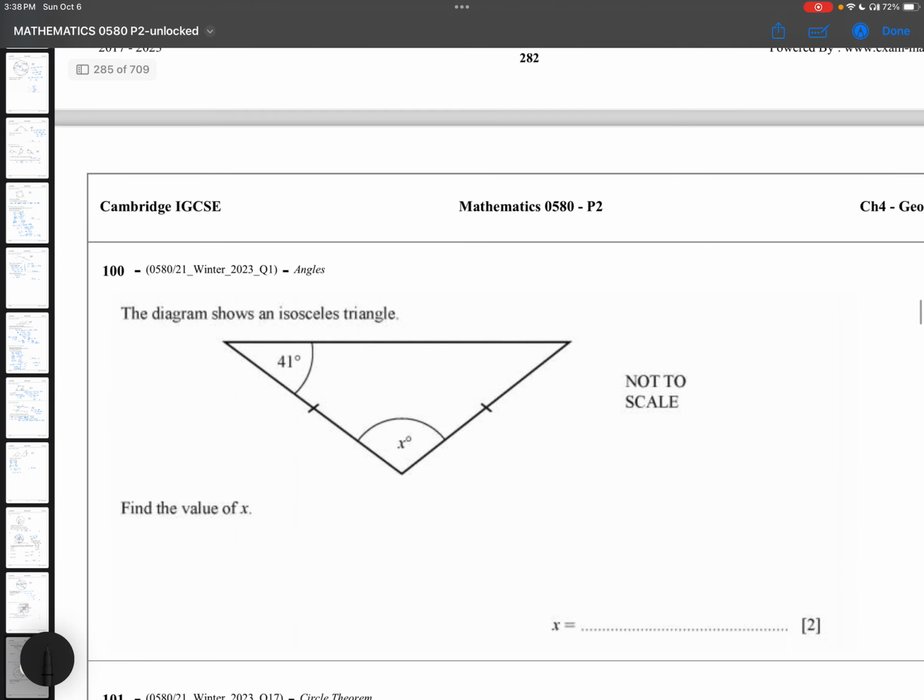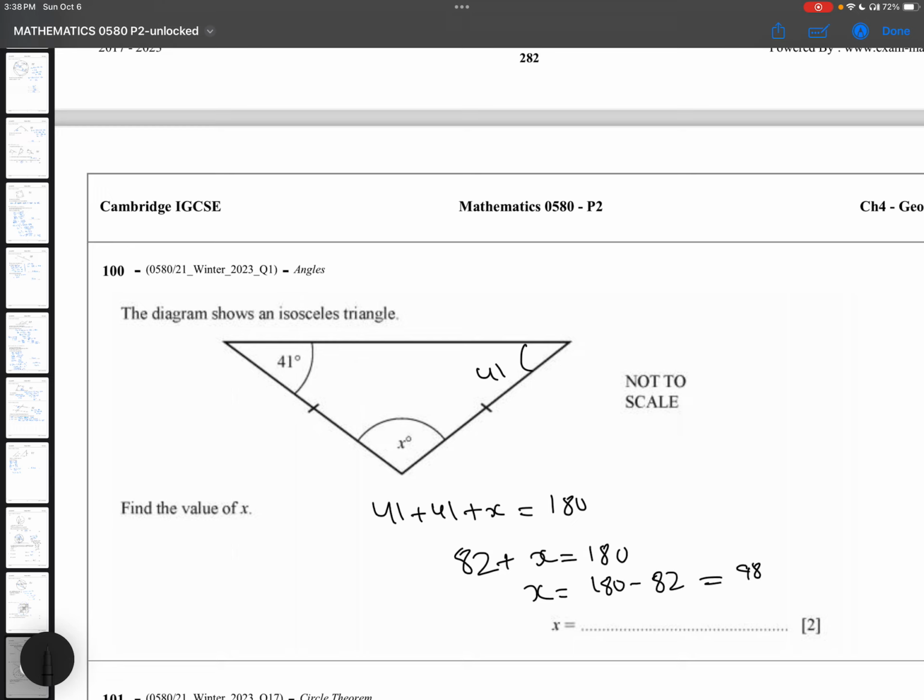In question number 100, the diagram shows an isosceles triangle. We have to find the value of x. So this is an isosceles triangle. The angles opposite to equal sides are equal. If this is 41, this will also be equal to 41. Now 41 plus 41 plus x is equal to 180. 82 plus x is equal to 180. x is equal to 180 minus 82, that is 98 degrees. x will be equal to 98 degrees.